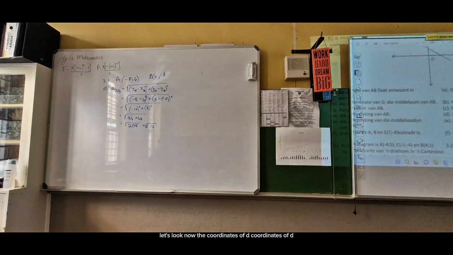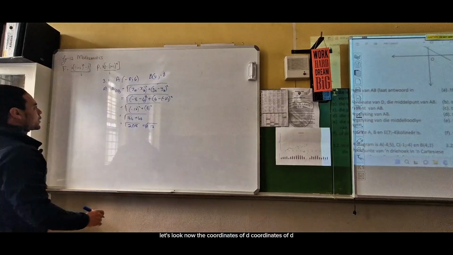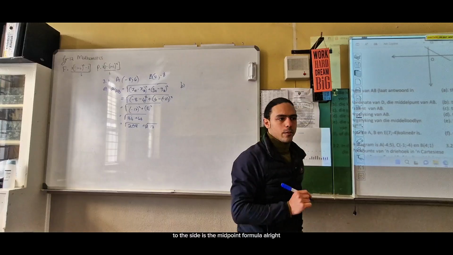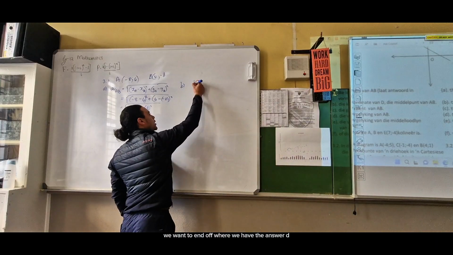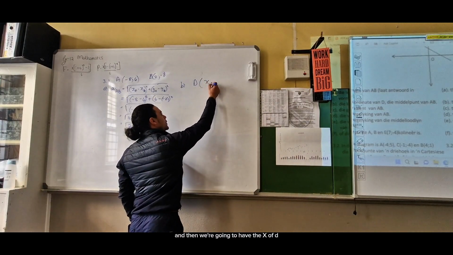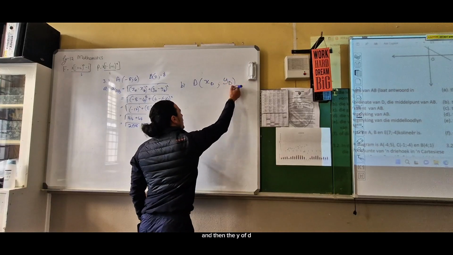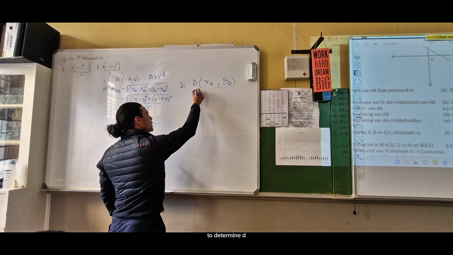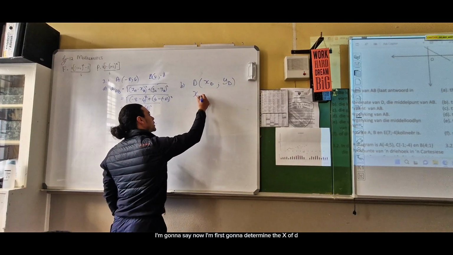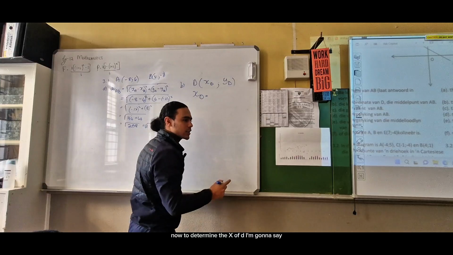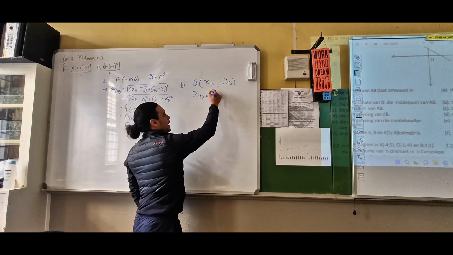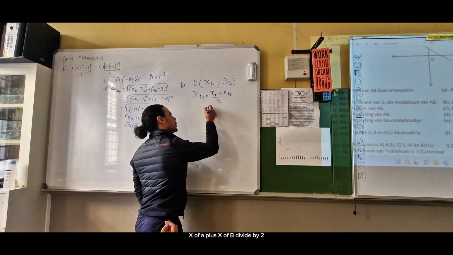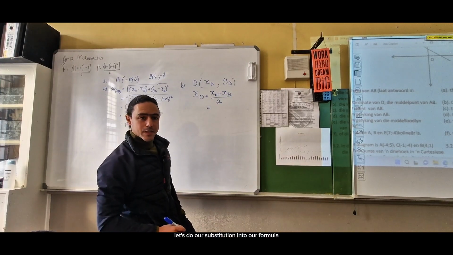So, yeah, let's look now at the coordinates of D. Coordinates of D, I'm going to do it here to the side, is the midpoint formula. We want to end off where we have the answer D, and then we're going to have the x of D, and then the y of D. But I'm going to separate this, all right? To determine the x of D, let me slow down: x of A plus x of B divided by 2. That is my formula. Let's do our substitution into our formula.